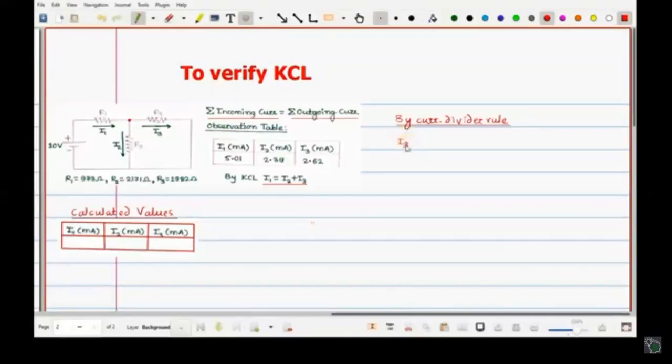So suppose we want to calculate I3. Now I3 is flowing through R3. So what is the opposite resistance? R2. So I3 will be equal to R2 upon R2 plus R3, multiplied by total current. Now what is the total current, incoming current? I1. Now we do not know the value of I1, so first of all we will calculate I1.